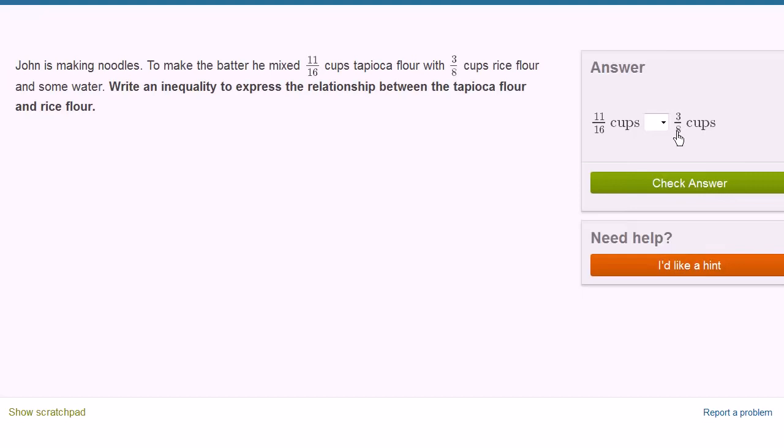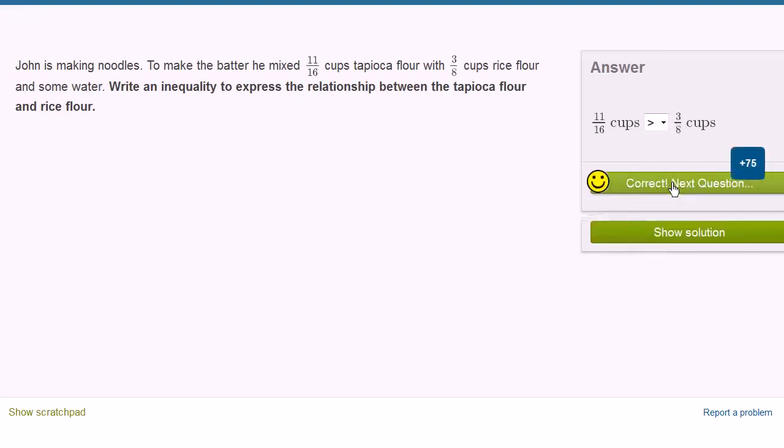Well, if you have the same denominator and this numerator is greater, 11 is greater than 6, 11/16 is going to be greater than 6/16, which is the same thing as 3/8. And we got it right.